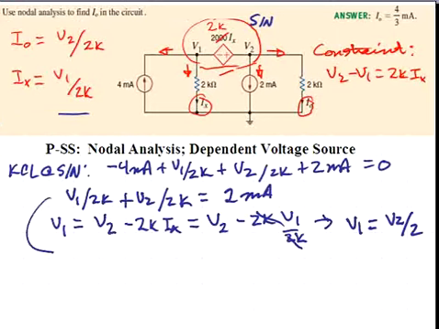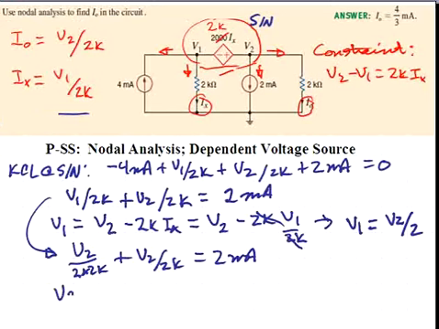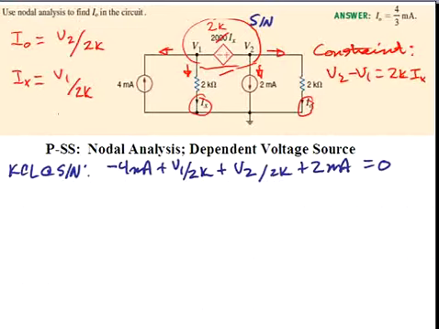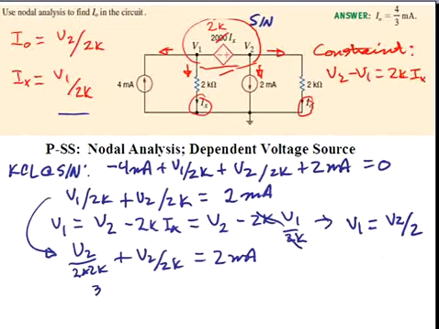So we can substitute that into the supernode equation which we wrote, and we have V2 divided by 2 times 2K plus V2 divided by 2K is equal to 2 milliamps, or V2 times 3 over 4K, or 3/4K V2 is equal to 2 milliamps, which gives us that V2 is equal to 8/3 of a volt.